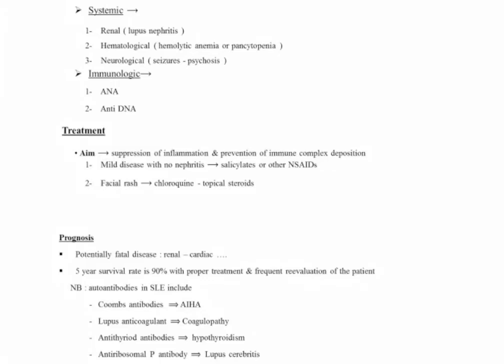Treatment of SLE. The aim of the treatment is suppression of the inflammation and the prevention of immune complex deposition. Mild case with no nephritis: salicylate and non-steroidal anti-inflammatory. Facial rash: chloroquine. Prognosis of SLE: potentially fatal disease affecting the renal system and cardiac system. 5-year survival rate is 90% with proper treatment and frequent evaluation of the patient.